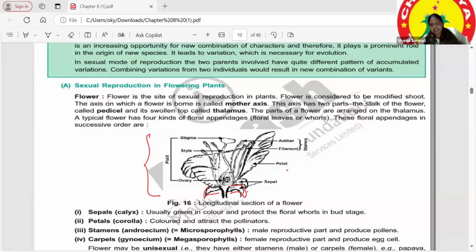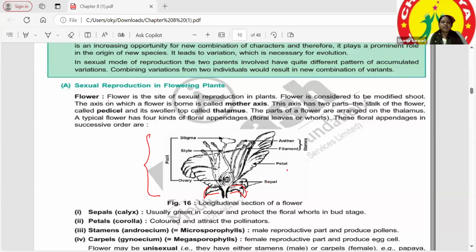Anthocyanin, you want to write the spelling? Yes, just write down the spelling. Anthocyanins. Okay, ma'am. Now clear, these two pigments are responsible for giving color to flowers. Most probably anthocyanin, sometimes carotenoids, and sometimes both anthocyanin and carotenoids.